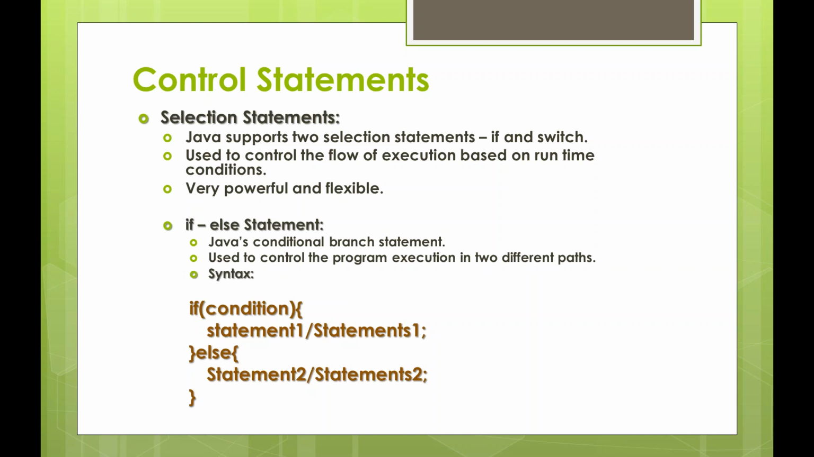Okay, so let us start our session with the if-else statement. As we saw, the if-else statement provides a two-way branch statement. It provides two different paths of execution: one is your if path, and the other one is the else path. Here the else part is optional.